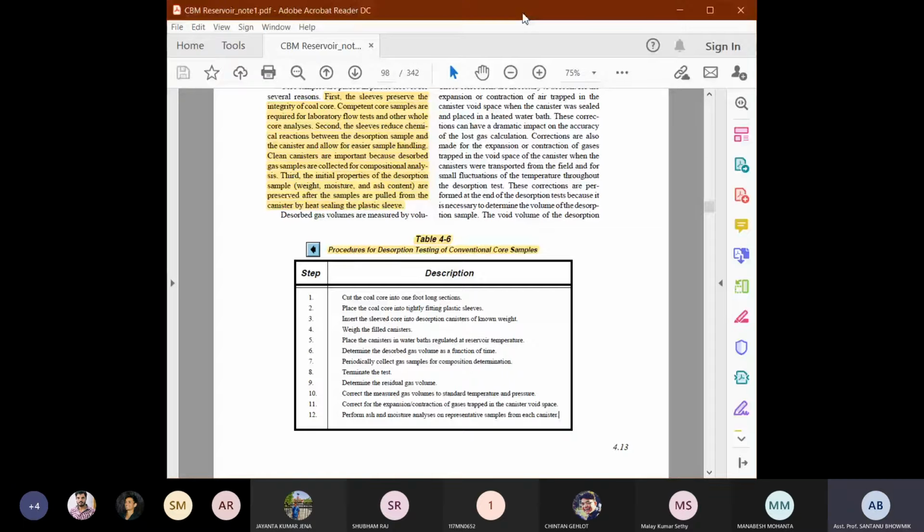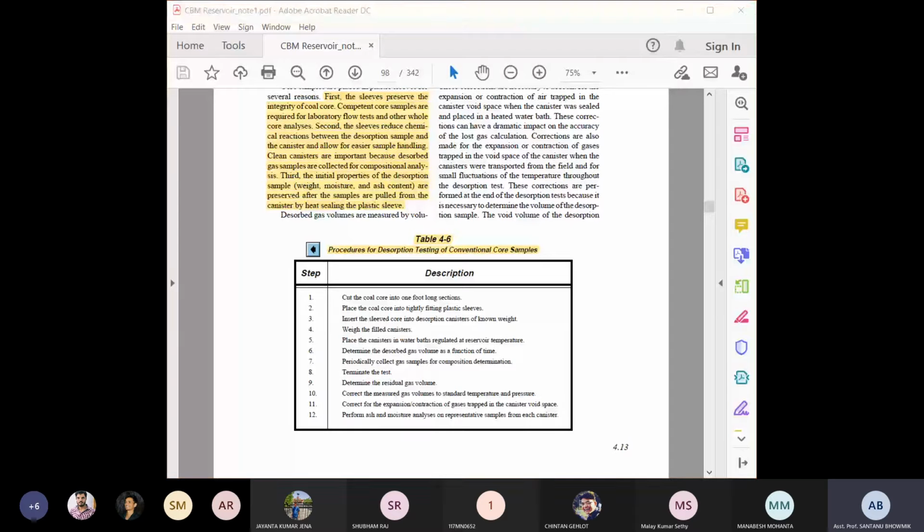If you see yesterday's class, we have seen that if you are going to do the estimation, then you have to take three components. First one is the dissolved gas content, then the lost gas content, and then the residual gas content. Okay, so if you are able to take these three components more or less accurately, then you will be very much able to estimate the reservoir gas content very correctly.